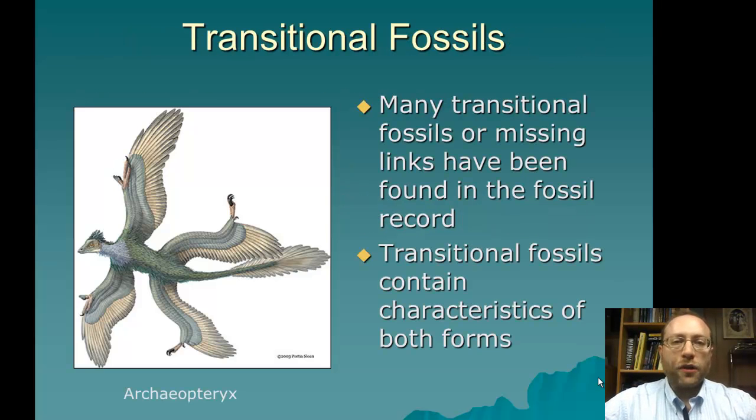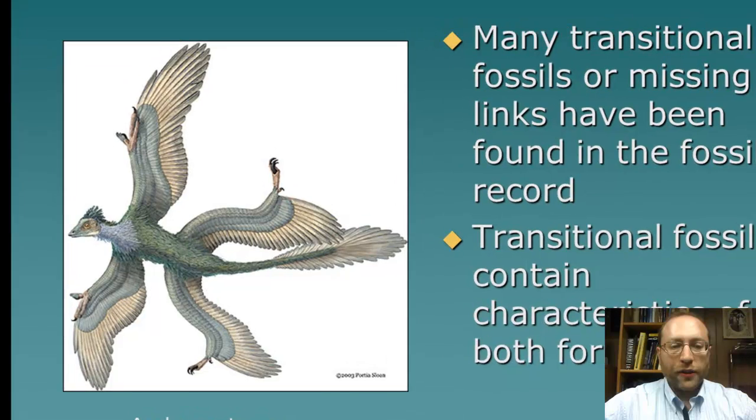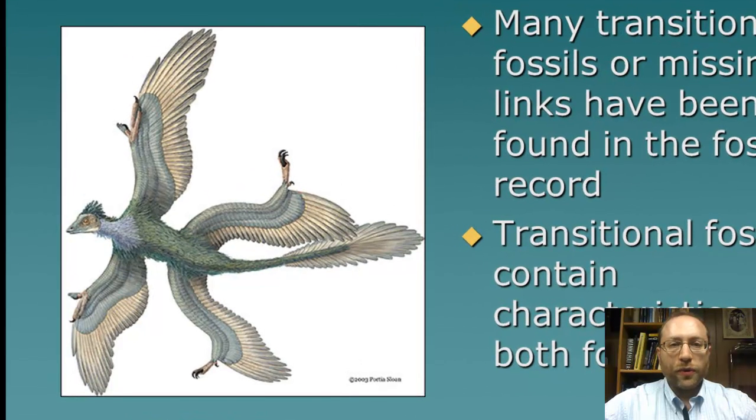The first evidence that we're going to go over for evolution occurring is transitional fossils. Transitional fossils are fossils that contain characteristics of both forms. They're seen as a transition between two things. They are also called missing links. We've found many, many transitional fossils. The one that I have pictured here is Archaeopteryx. This is the first one that we found, or one of the first ones.